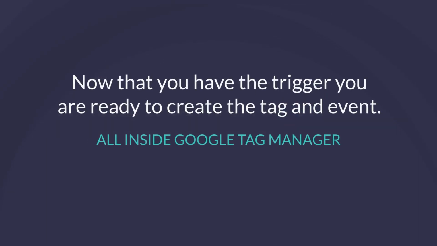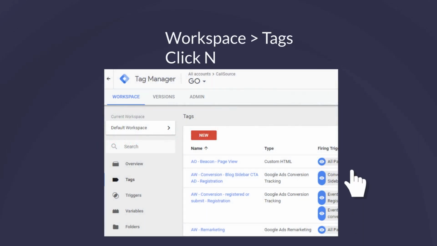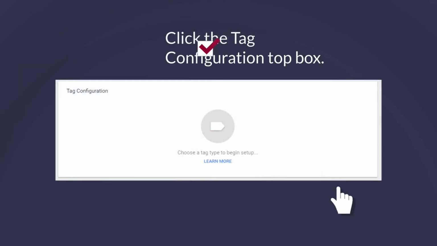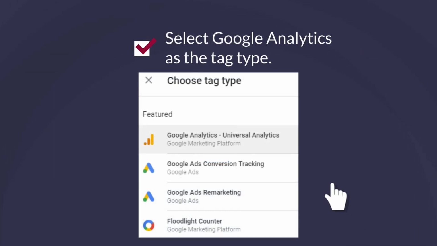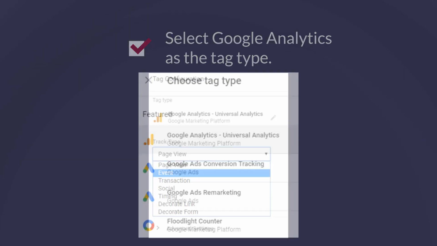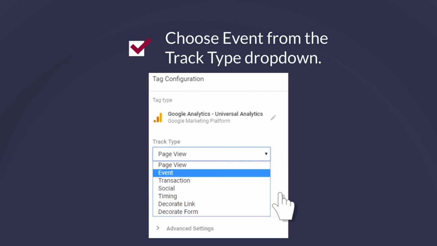Now that you've created the trigger, you are ready to make the event tag, all inside Google Tag Manager. Back in your Google Tag Manager account, navigate to your workspace again, but this time to Tags, and click New to create a new tag. Click the Tag Configuration box at the top. Select Google Analytics as your tag type. From the Track Type dropdown, choose Event.